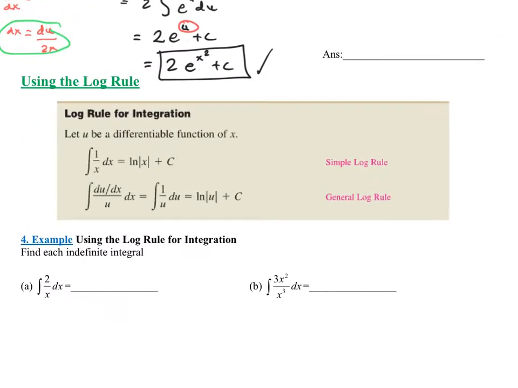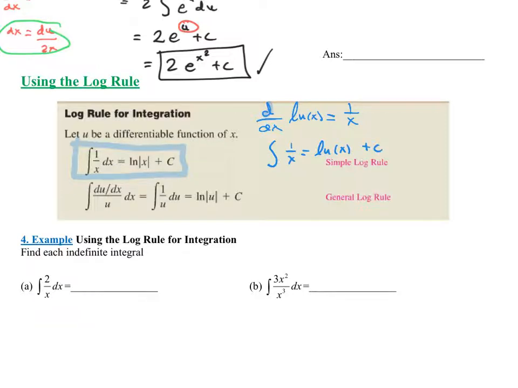Let's look at the next one, which highlights log rules. If you remember, the derivative of the natural log of x is 1 over x. Let me write that down again to just remind us. The derivative with respect to x of the natural log of x was equal to 1 over x. So if I want to do the antiderivative of 1 over x, I have to get the natural log of x plus c, but there's one problem.